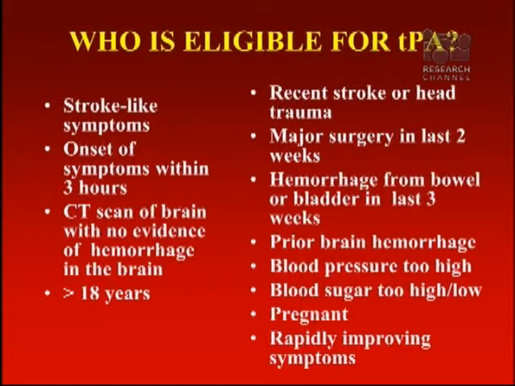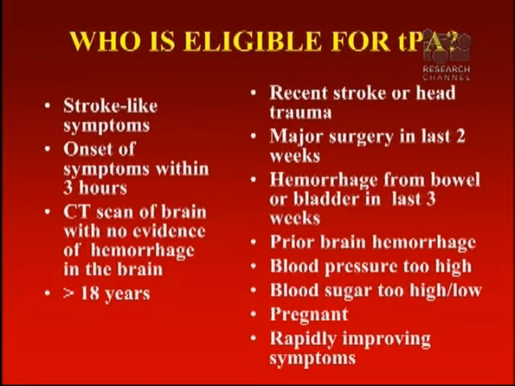So who's eligible for TPA? Well, first, you have to have symptoms suspicious for stroke. You have to have the onset of your symptoms within 3 hours. And you have to have a CAT scan that shows no evidence of bleeding. As you may have guessed, the side effect of a clot buster may be bleeding.